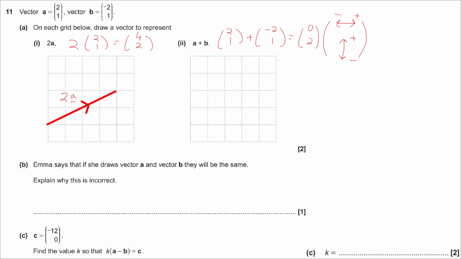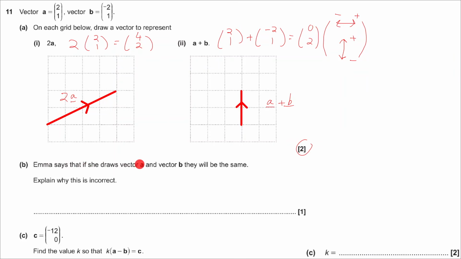So let's draw this. We're just going up by 2. There is 0 horizontal movement because the horizontal component is 0. And again, the direction here, you've got to show with an arrow. You're going from here up to here. That's really important. And I'm just going to label the vector on there as vector A plus B. Okay, good. So there we go. That should be 2 marks in the bank.